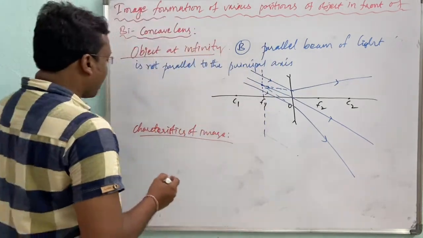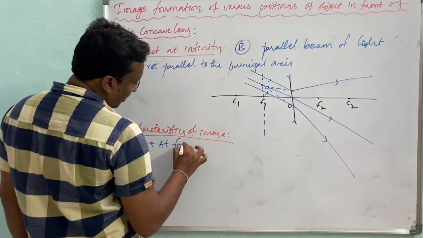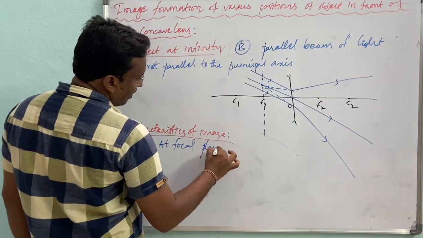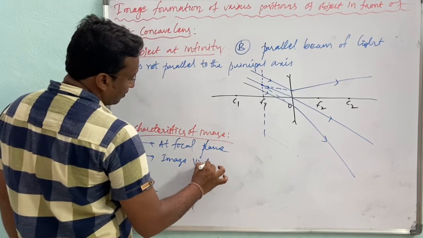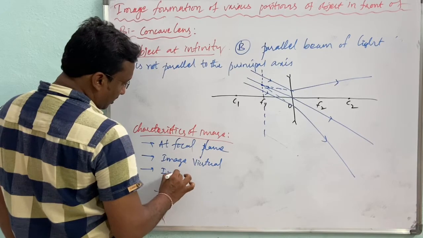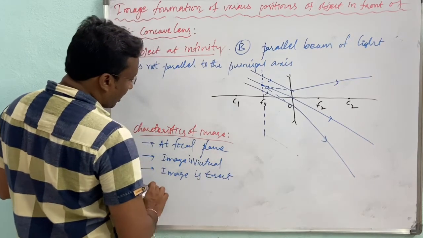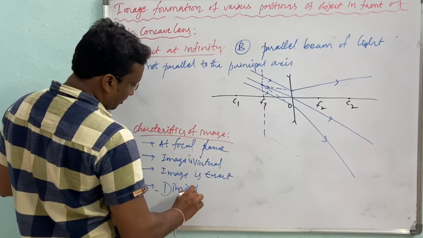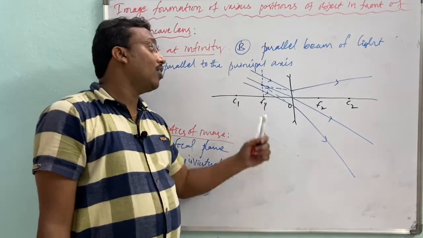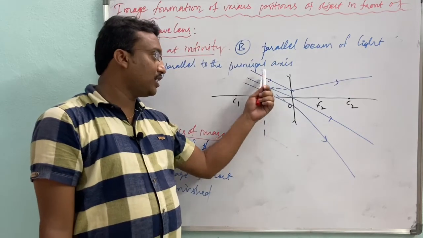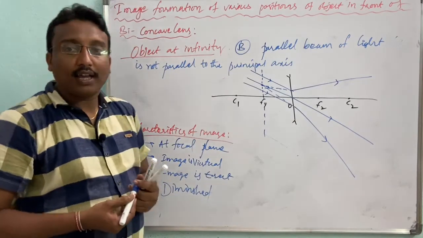Now we have already discussed, right. Image is formed at the focal plane, and here the image is virtual, and the image is erect and diminished, right. Got it? If a parallel beam of light which is not parallel to the principal axis, in such case the image is formed on a focal plane. These are the two situations. You have to practice it, okay, right.